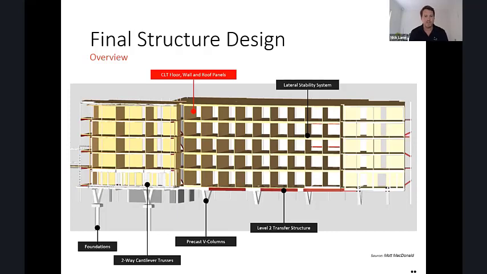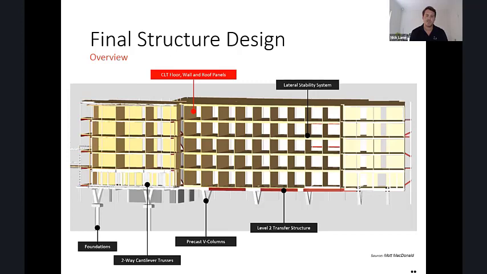Just to give a bit of an overview, you can see this is the final solution as it was built. We've got CLT floor, wall and roof panels, and they're sitting above that level 2 steel transfer structure that was similar to what you saw previously.